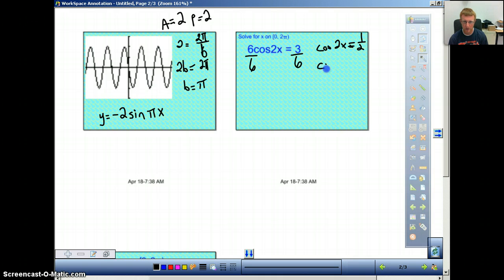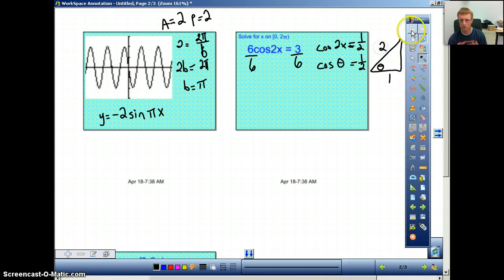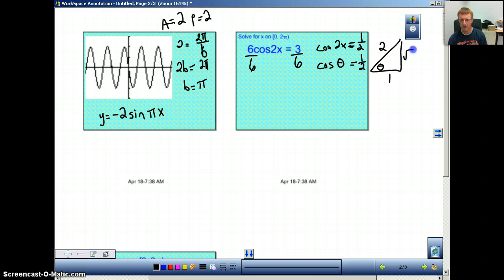So I'm going to rewrite this as the cosine of theta equals 1/2. So I'm going to draw my triangle. Here's theta. So that means that this is 1, this is 2. Hopefully you can figure out by now that that means that this is going to be the square root of 3. So we can figure out that for this to be square root of 3, that would have to be a 60-degree angle, which is the same thing as pi over 3.